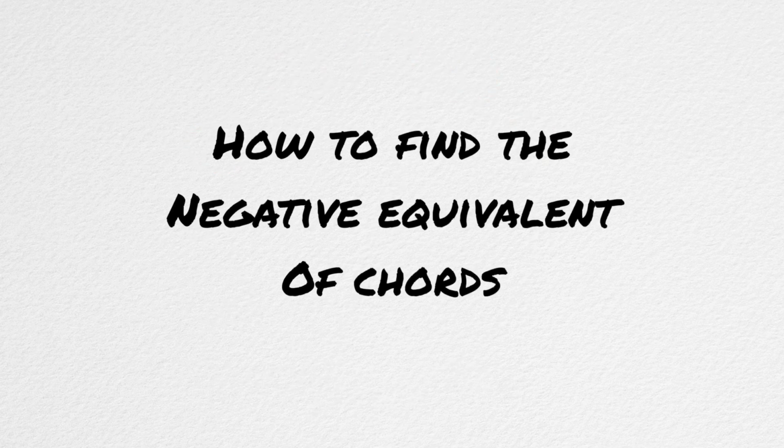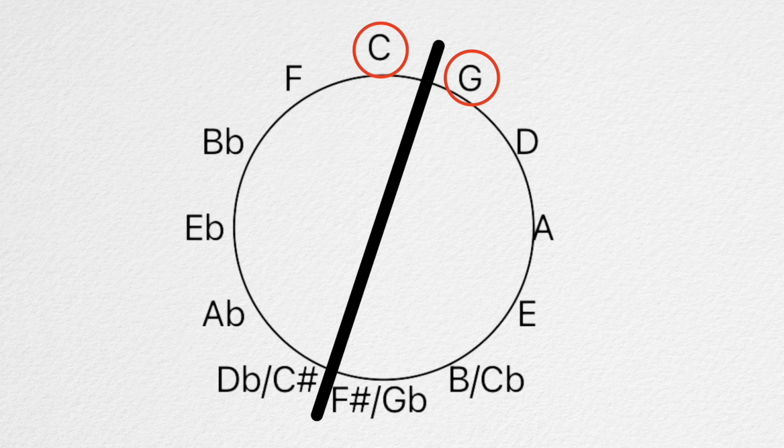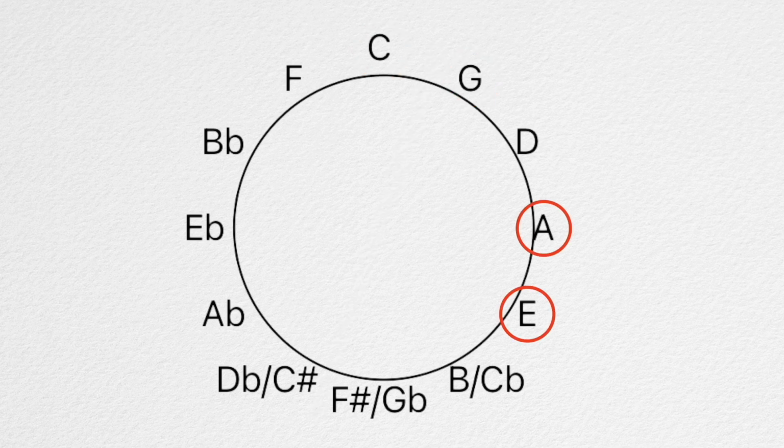So how do we find the negative equivalent of chords? The circle of fifths is the best tool to find the negative equivalents. Take your circle and locate the tonic and dominant of the key you are in, and then draw an axis directly between them and across to the other side of the circle. In the key of C, that would be here, and in the key of A, it would be here.